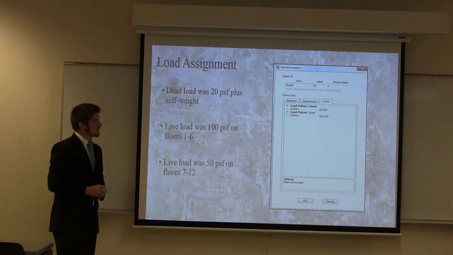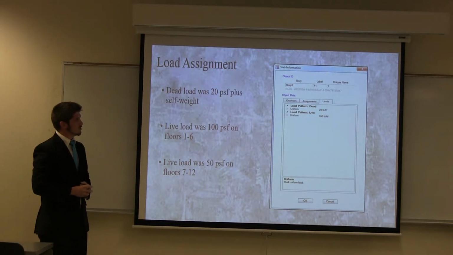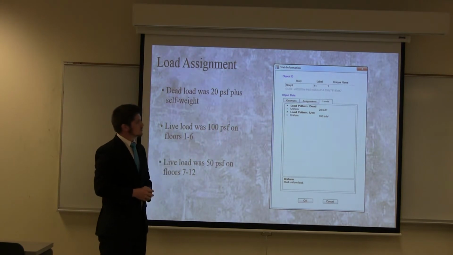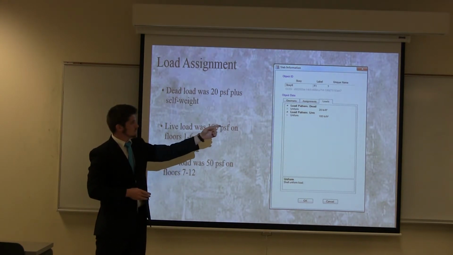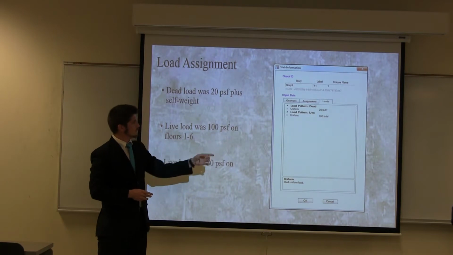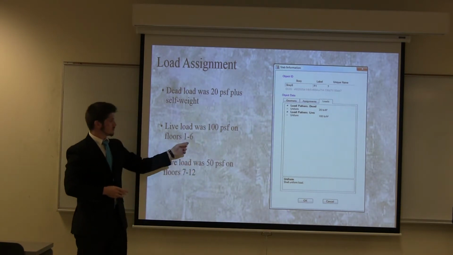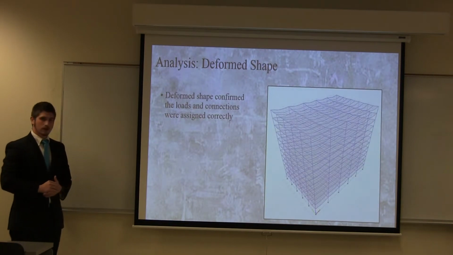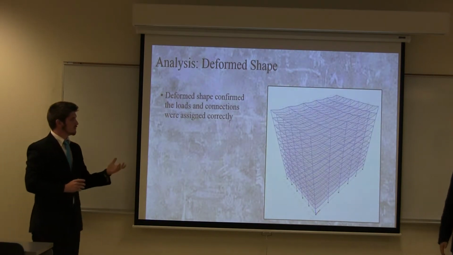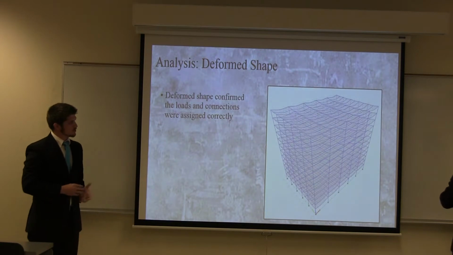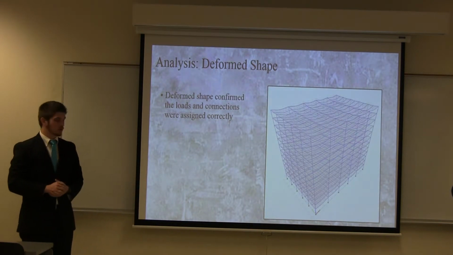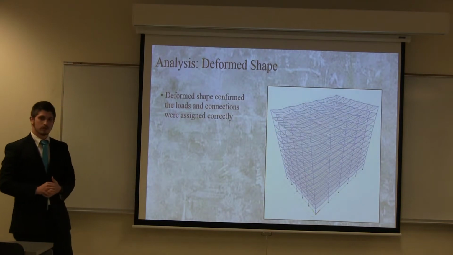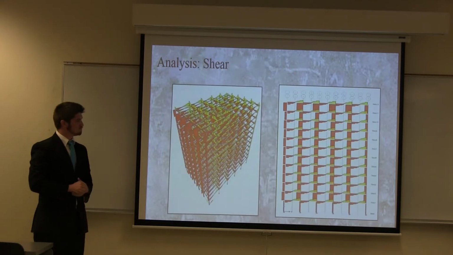You can see right here in this dialog box, this is actually a check that our loading was done correctly, and you can see that the uniform dead load was 20 pounds per square foot, and the uniform live load was 100 pounds per square foot. And note that this is actually on story 6, so that's what we wanted to see. Then we ran the analysis, and from the analysis we got the deformed shape. The deformed shape shows us nice one-way slab action, so we know that everything was assigned correctly. We had all continuous beams and one-way slabs.